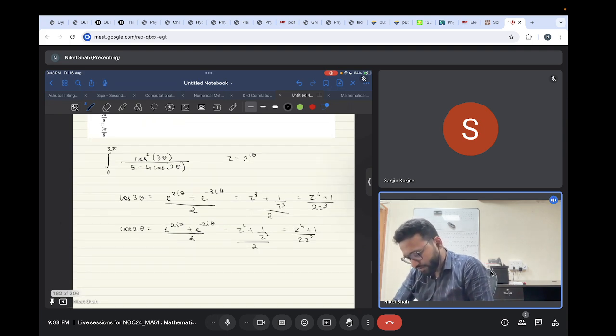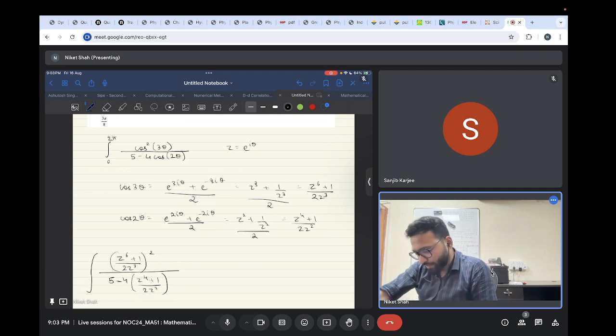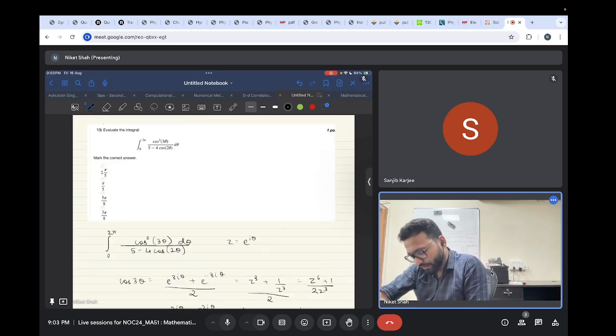Okay, so once we're done with this, (z^6 + 1) divided by 2z^3, the whole square, divided by 5 minus 4 (z^4 + 1) divided by 2z^2. And now, because z is e^(iθ) and θ is going from 0 to 2π. By the way, there is dθ here. Let's do dz also: i e^(iθ) dθ.